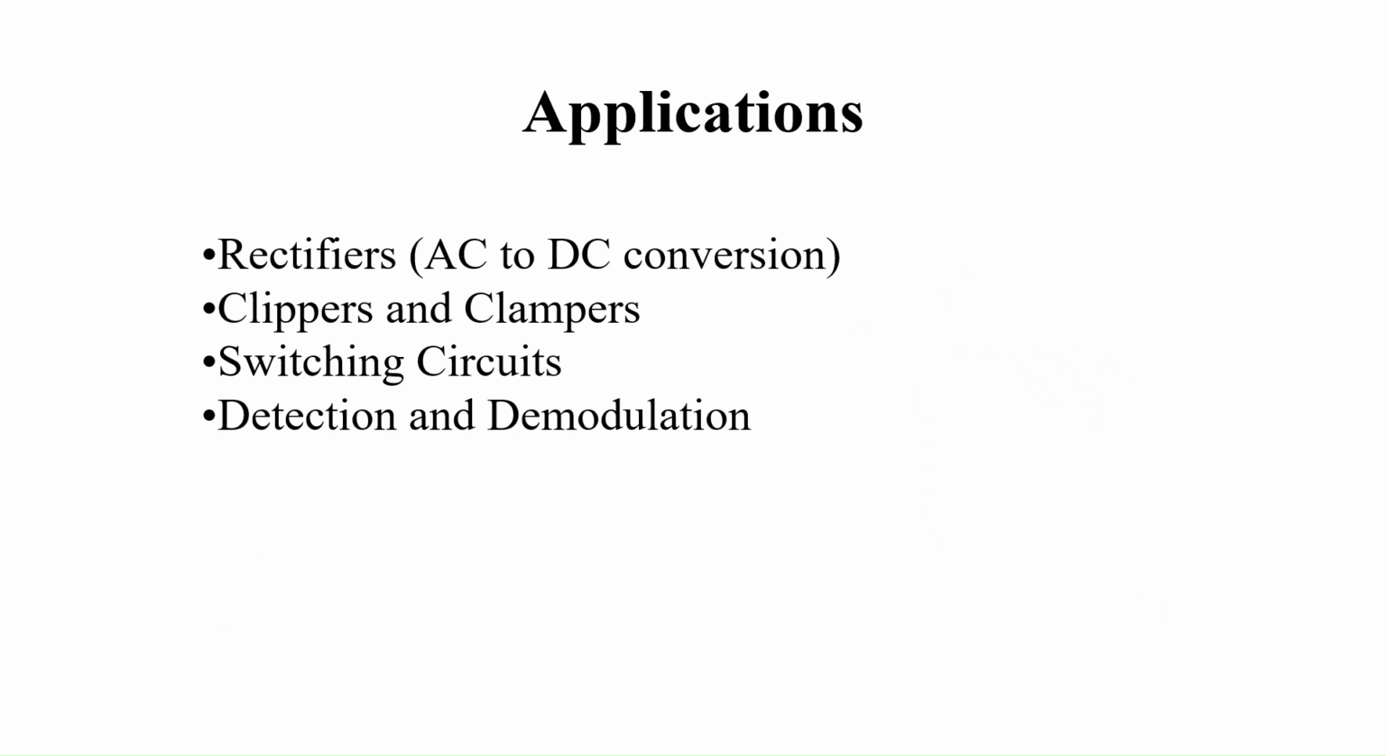Some of the applications of the PN junction diode are rectifiers, clippers and clampers, switching circuits, and modulation and demodulation.